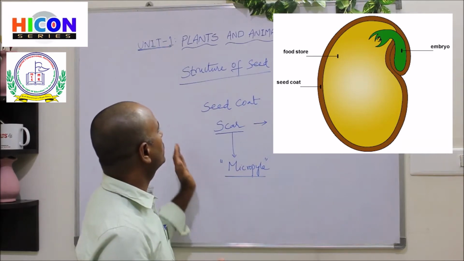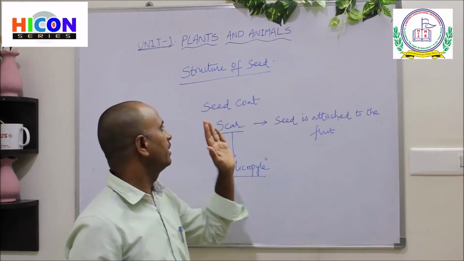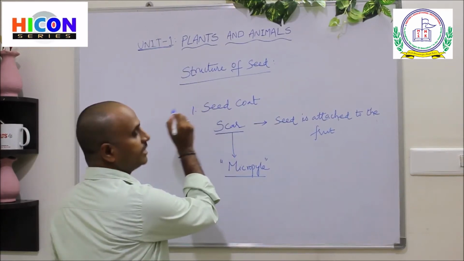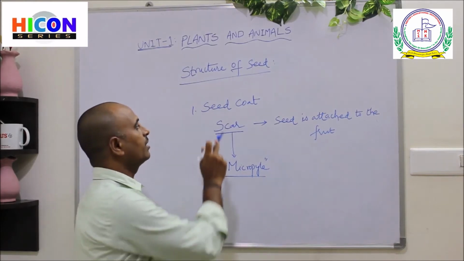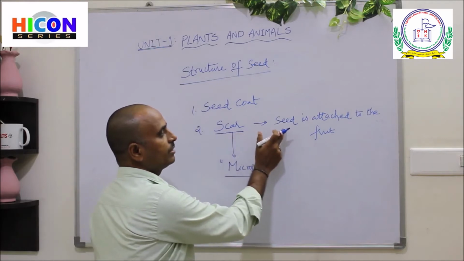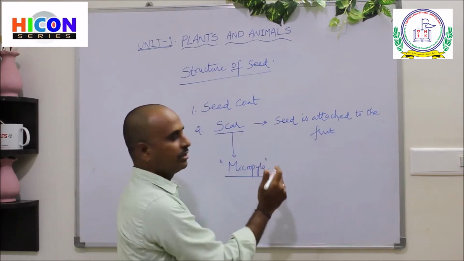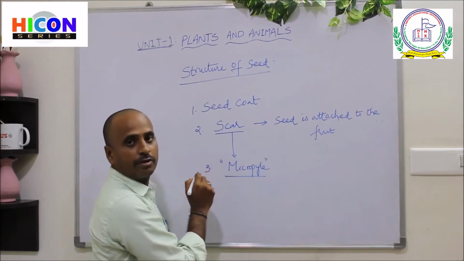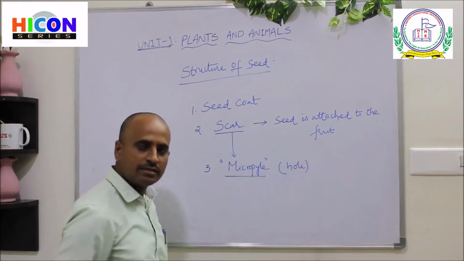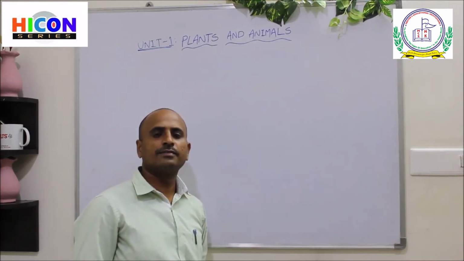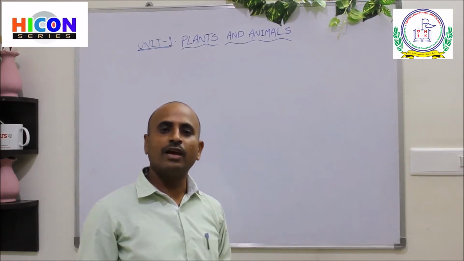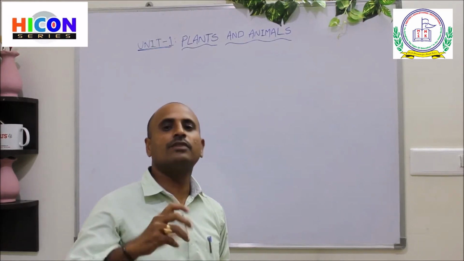So this is the outer structure of the seed. The outer structure of the seed contains three parts. One is the seed coat, the hard outer layer of the seed. The second is the scab, the part to which the seed is attached to the fruit. And the third is the micropyle, a small hole through which the water enters into the seed. So children, we have learned about the outer structure of the seed.